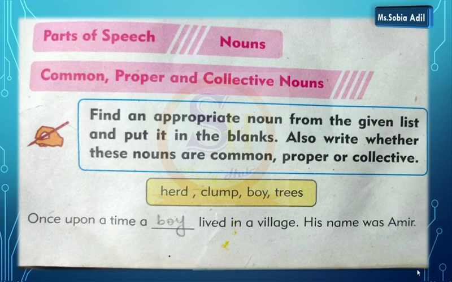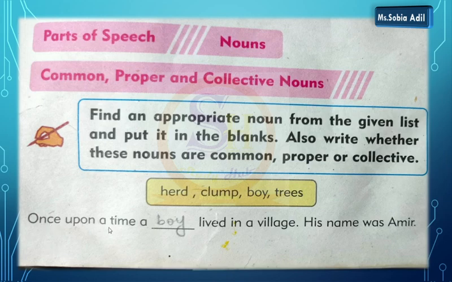Alright, this is page number 5 on your book, students. Let us solve it. Find an appropriate noun from the given list and put it in the blanks. Also write whether these nouns are common, proper or collective nouns. So you are to write these words, right? आपने appropriate nouns इसमें लिखने हैं और उसको mention भी करना है कि are these common, proper or collective nouns.